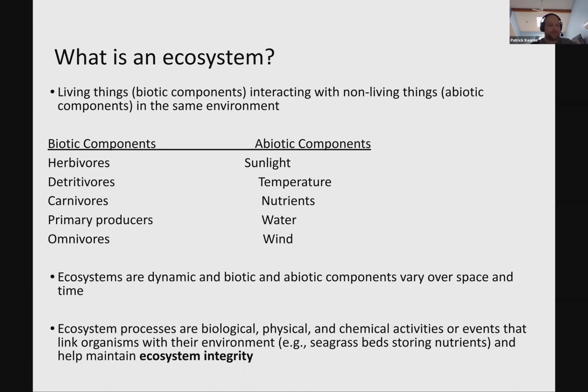And I know you guys probably don't think of the health of an ecosystem as an important thing or anything like that, but ecosystems have health, and you can assess health in a number of different ways.